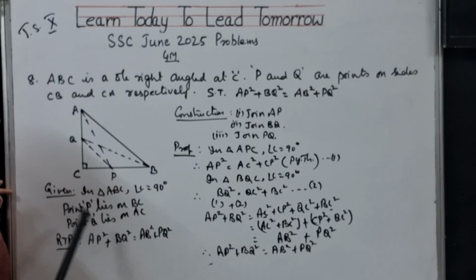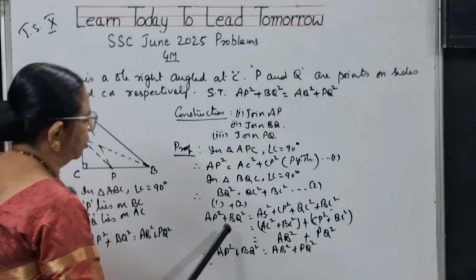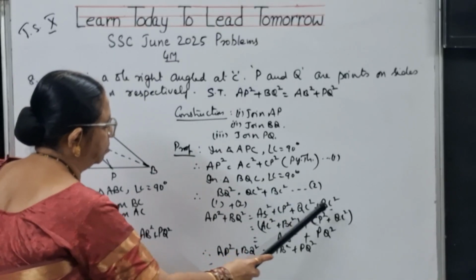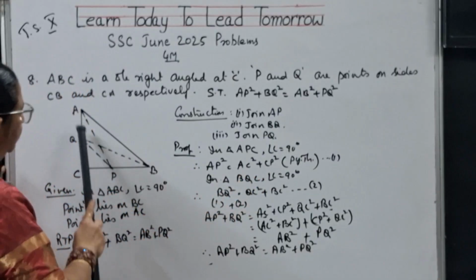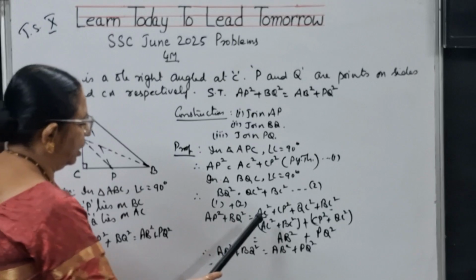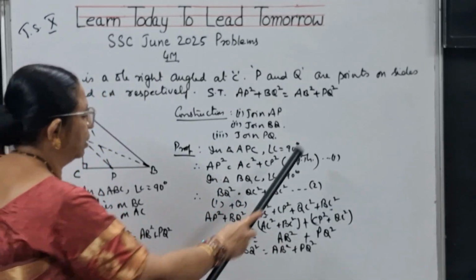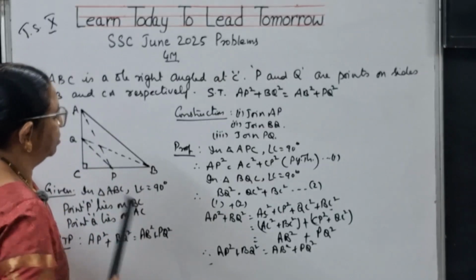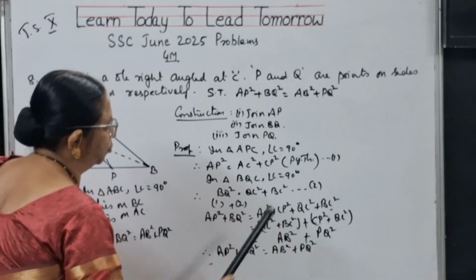When these two are equal, first equation plus second equation, if you add, AP square plus BQ square is AC square plus CP square plus QC square plus BC square. Now what they are asking: AB square. In this figure, AB square means AC square plus BC square. Have you got? Yes. And PQ square means QC square plus PC square. Do you have? Yes. So let us regroup it.